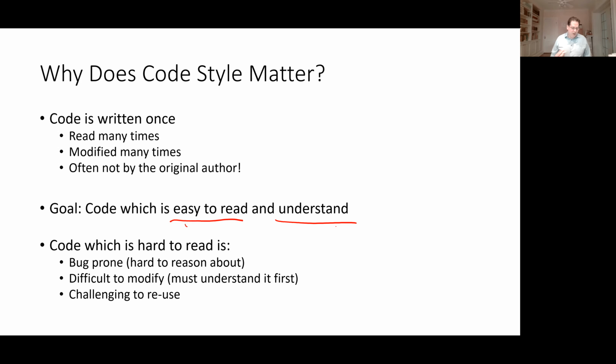If code is instead hard to read, then it's bug prone. It's difficult for you or anyone else to reason about what it does and how it works. It's hard to modify, because to modify code you need to understand it first. So it's difficult to understand, hard to change, and difficult to reuse.